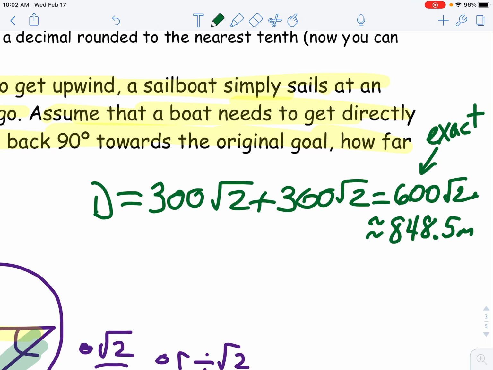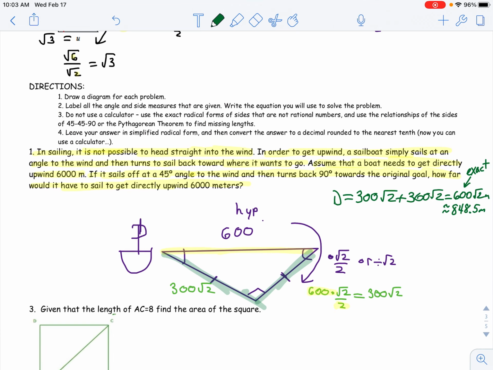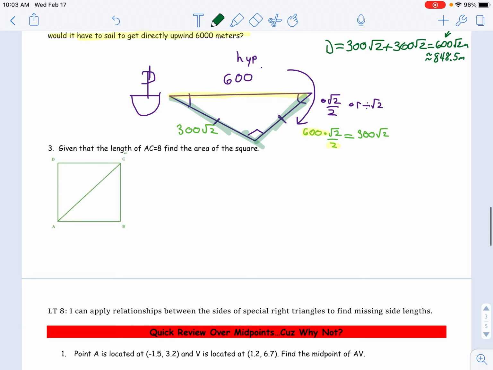8.5 meters. All right. So it's adding almost 250 more meters to its travel because the sail is going directly into it. Good sailboat problem.